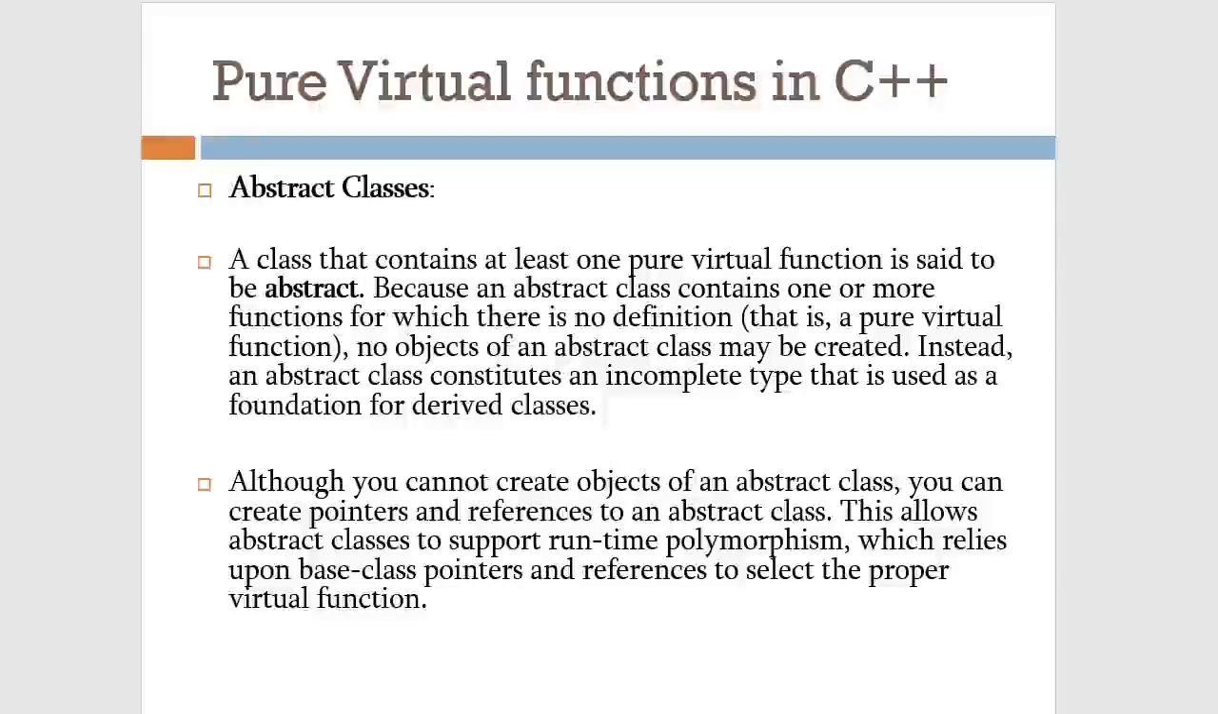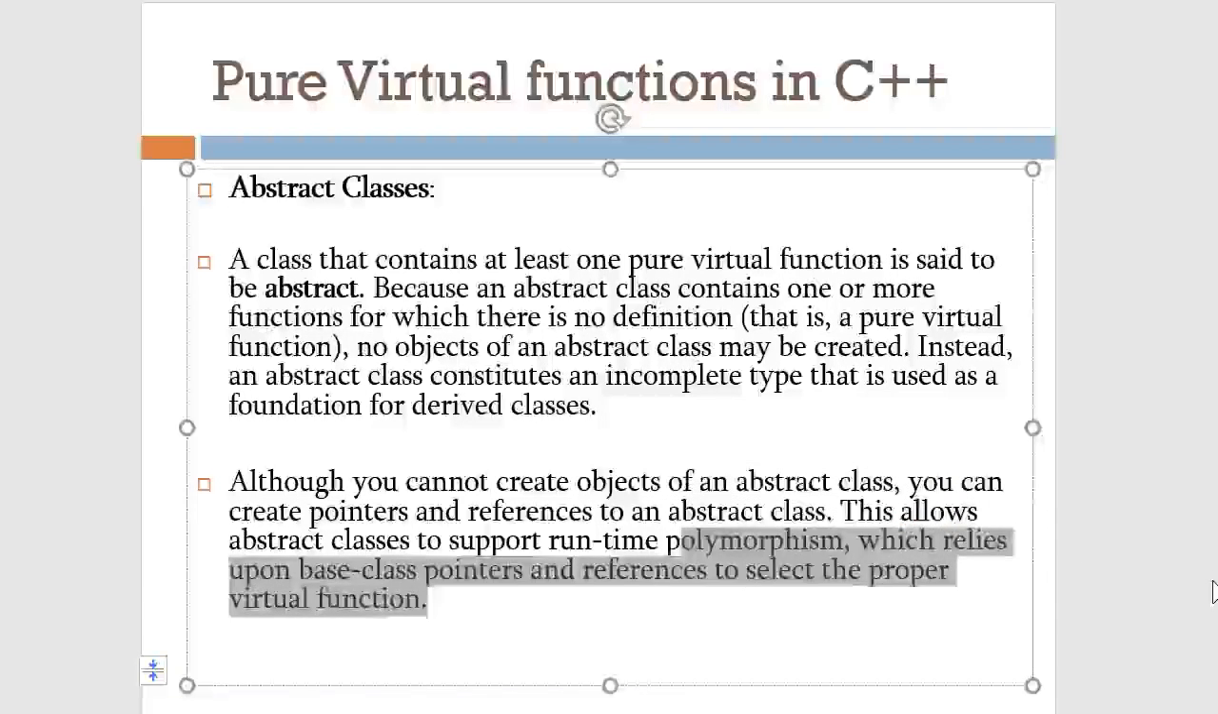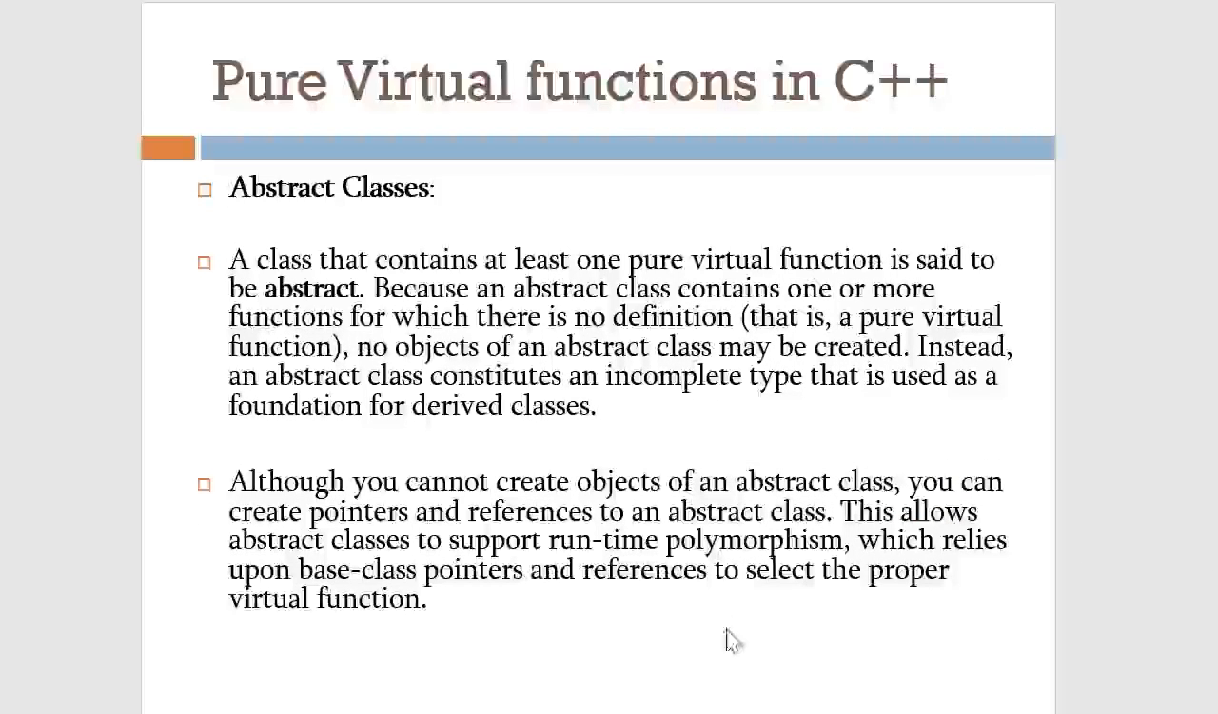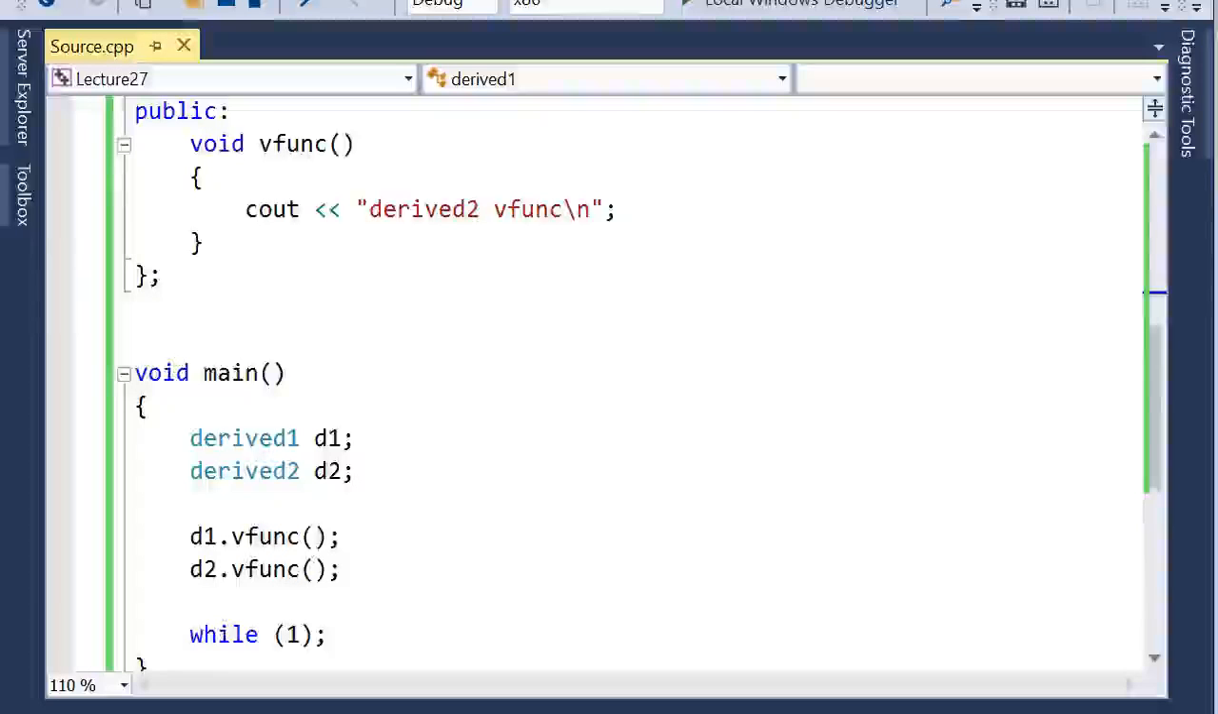Second point, although you cannot create an object of an abstract class, you can create pointers and references to an abstract class. This allows an abstract class to support runtime polymorphism, which relies upon the base class pointer and references to select the proper virtual function. You can still create a pointer to the abstract class, and then by using those pointers, you can achieve runtime polymorphism. So we'll see these two points again with an example.